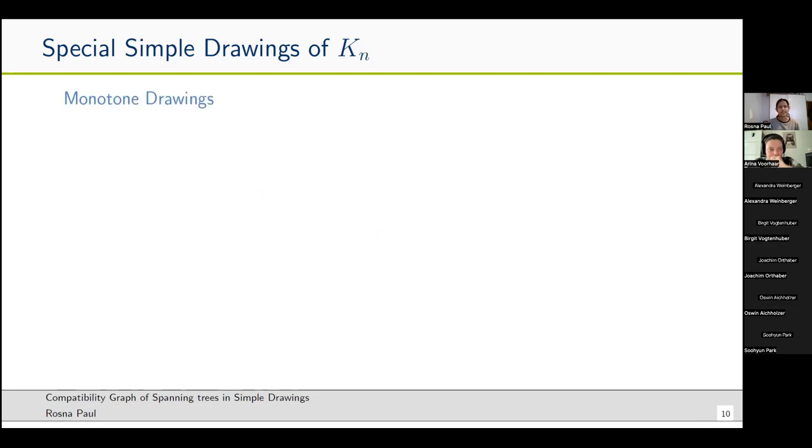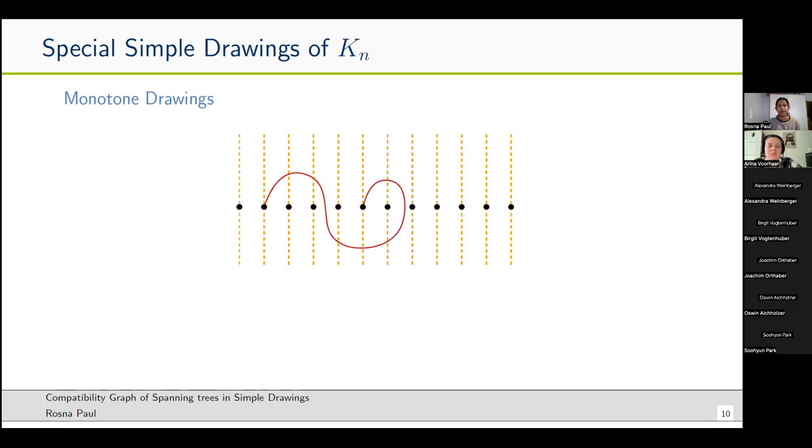The first case is monotone drawings. Monotone drawings are the drawings in which no two vertices have the same x coordinate and the edges are x-monotone curves. For example, if you represent the vertices of the drawing on a straight line, then the edges connecting any two vertices should lie between these orange edges.